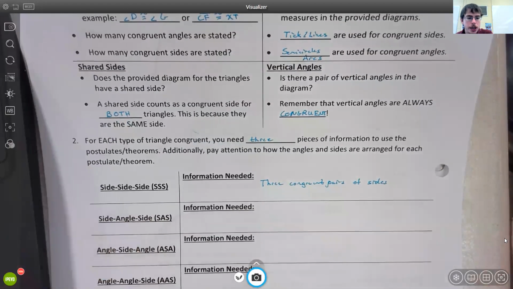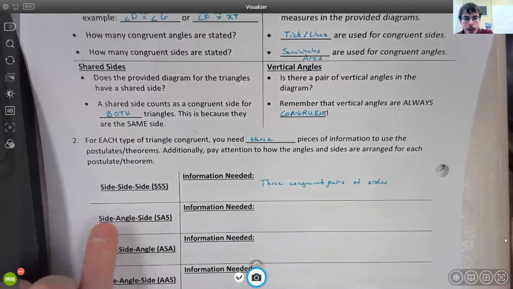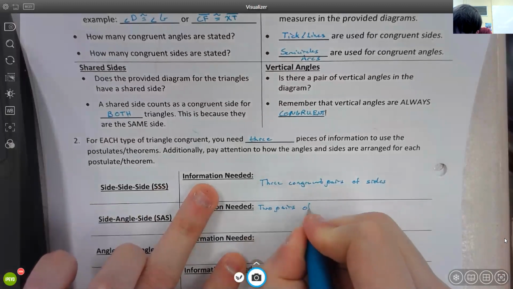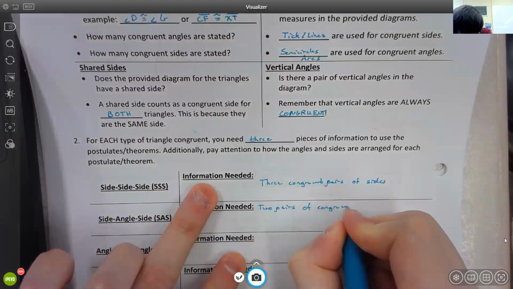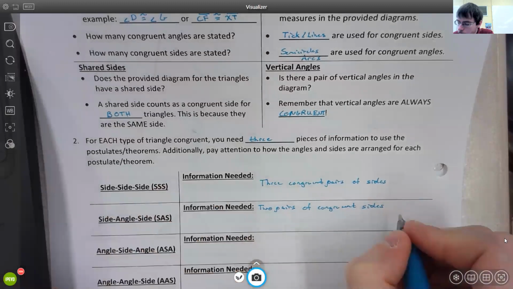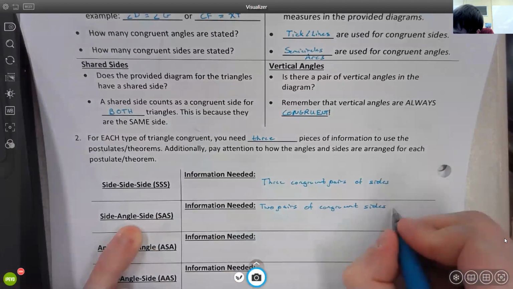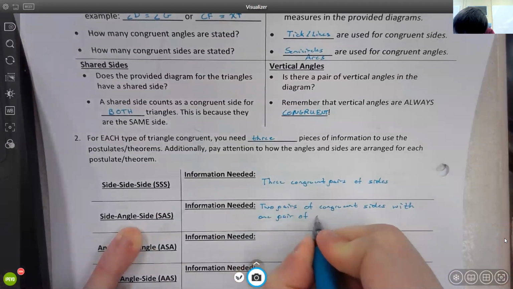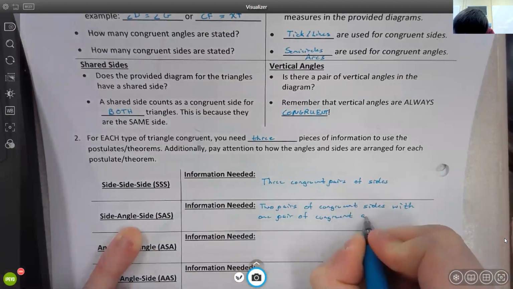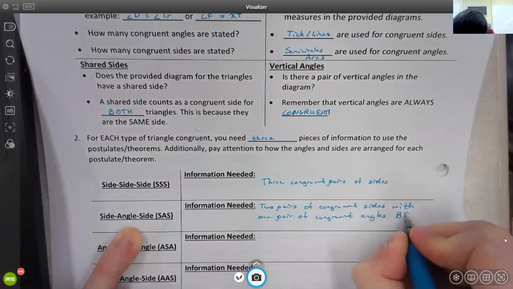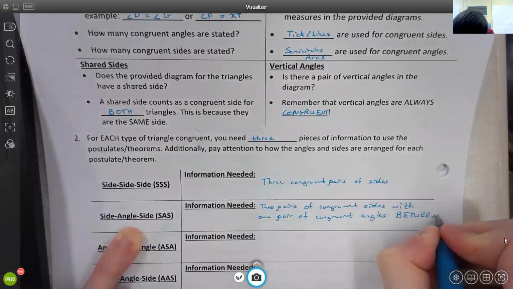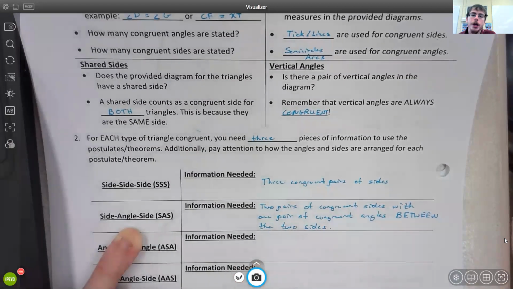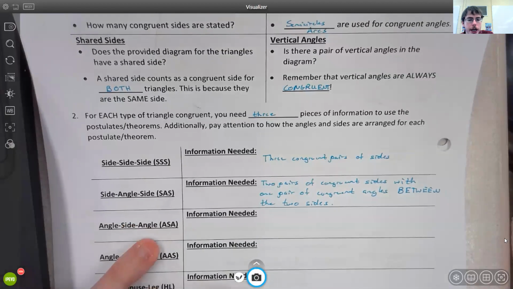All right, side angle side, just as the name implies, you have 2 sides here. So you need 2 pairs of congruent sides, and then your congruent pair of angles, with 1 pair of congruent angles between the 2 sides. They both have to be between the sides in their respective triangles.